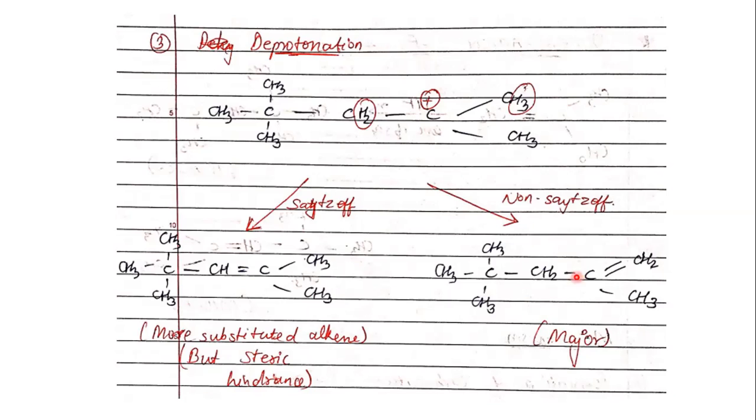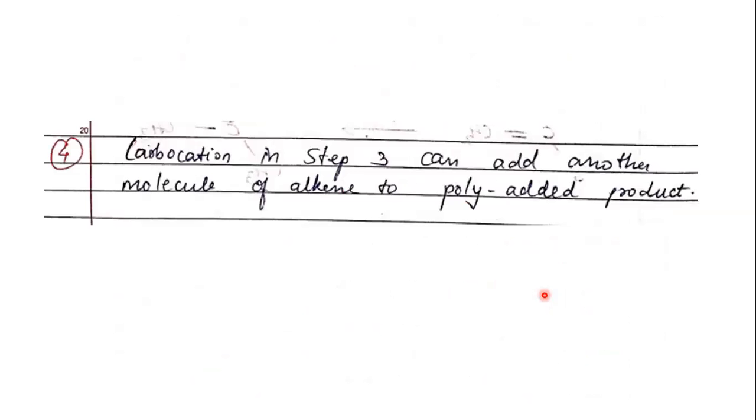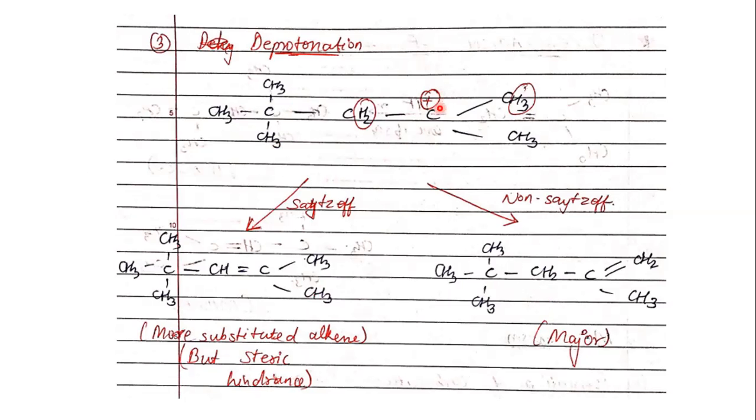This is your dimerization. So now I've formed a dimer. Dimer is nothing but two molecules of the same alkene undergoing an addition reaction. What can also happen is the carbocation in step 3 can add another molecule of alkene to form a polyadded product. This carbocation that is formed here, instead of undergoing deprotonation, with its positive charge, can attack another, third molecule of the same alkene that can behave as a nucleophile.